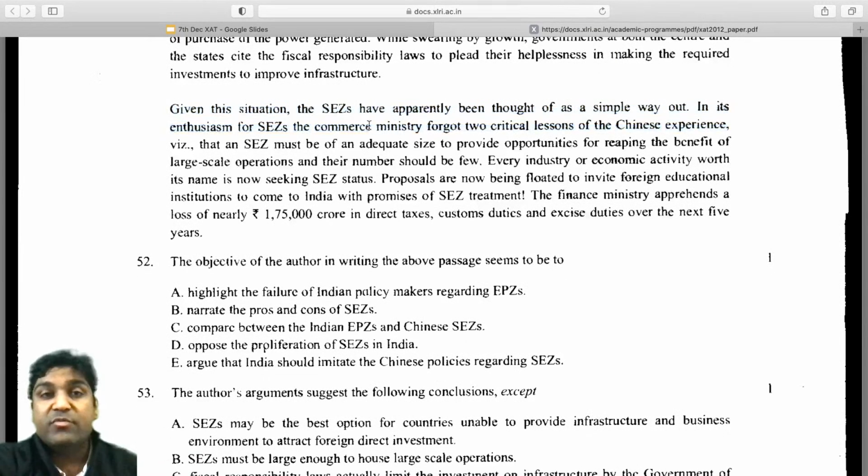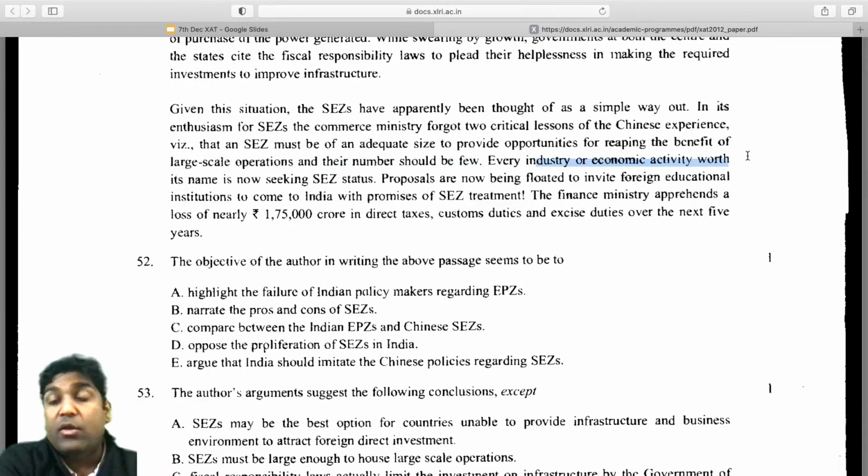In this enthusiasm for SEZs, the Commerce Ministry forgot two critical lessons of Chinese experience: that an SEZ must be of adequate size to provide opportunities for reaping the benefit of large-scale operations, and the number should be few. They're saying they should be large enough and should be few.